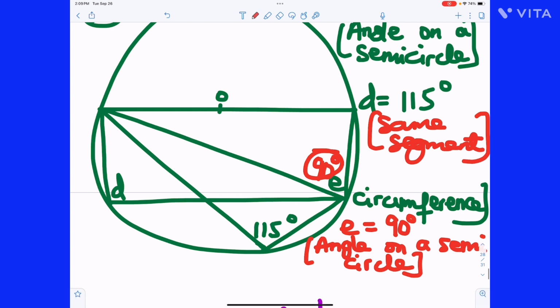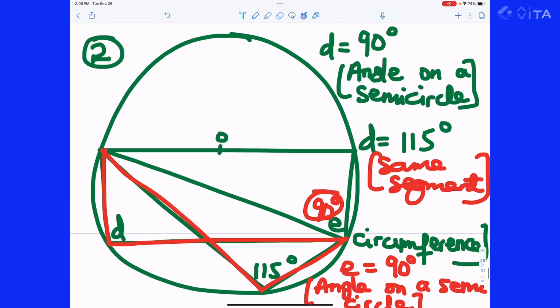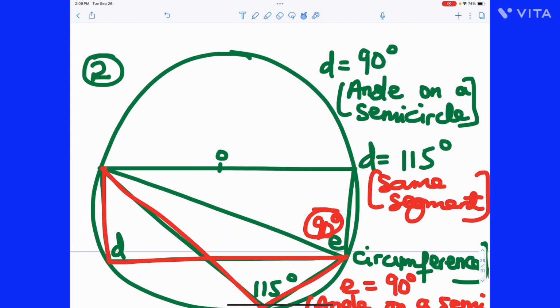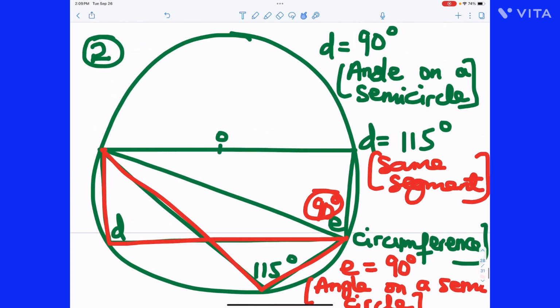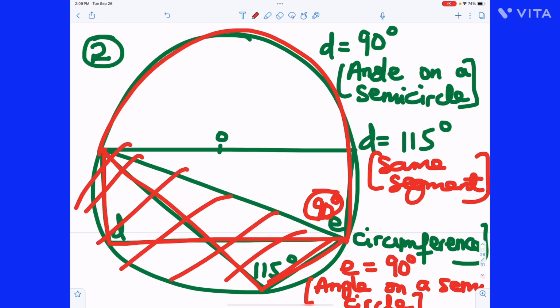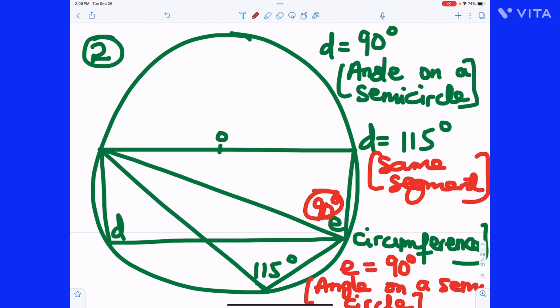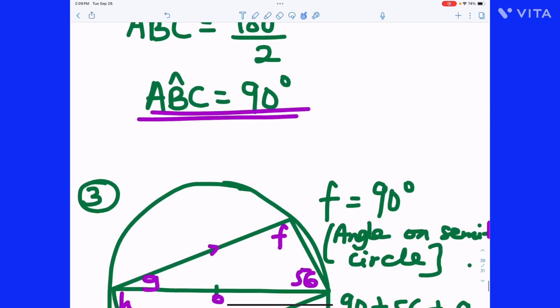This is 115 here, and this is D here. Both are formed on the same segment. They both are formed inside the same segment on this arc. So angles in the same segment are equal. So D is equal to 115. Let's go to question 3.